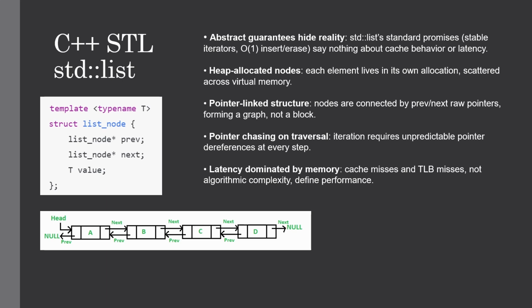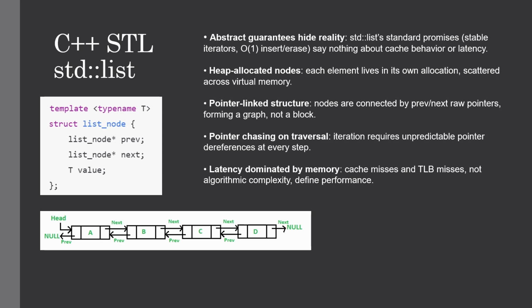Today we are taking a look at C++ standard template library's std::list. It's not a video about how to use list, but about what std::list actually becomes once your code hits real hardware. In low latency systems, the C++ standard's complexity guarantees are not the main constraint. The dominant constraints are memory layout, cache behavior, allocator interaction, and tail latency.